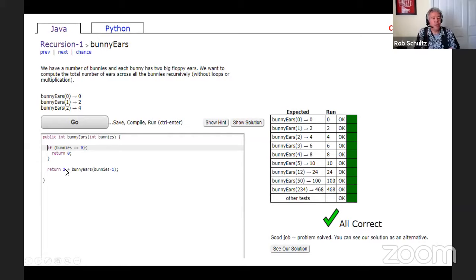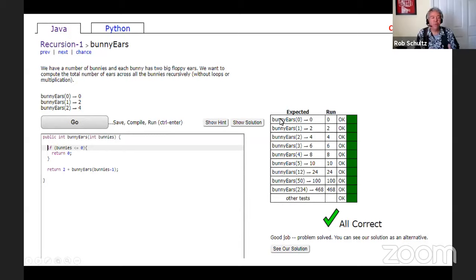Anything other than that, we're going to return 2, and we're going to add to that a call to bunny ears with 1 fewer bunnies than we started with. So if I call bunny ears with 2, I'm going to return 2 plus bunny ears with 1 bunny. Well, 1 bunny is going to return 2 plus bunny ears with 0 bunnies, which will then hit our base case and return 0.